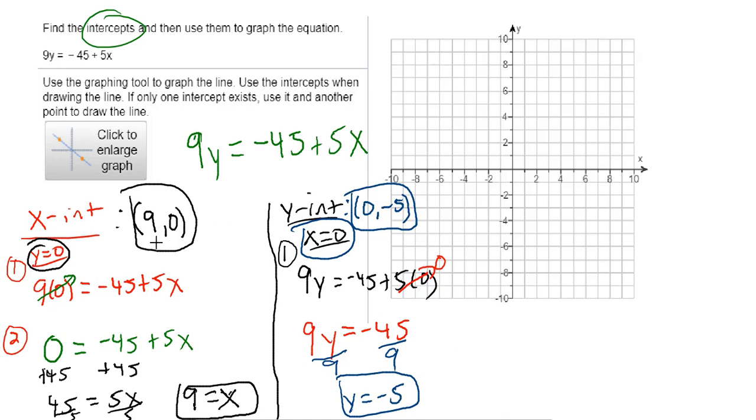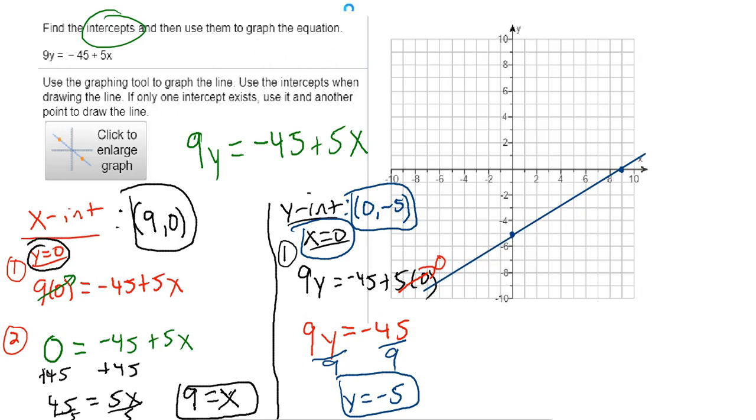So we'll plot these 2 points. We have 9, 0, which will be way over here, right? 9 on the x-axis, 0 on the y-axis. And then 0, negative 5. 0 on the x, negative 5 on the y. So there's my 2 points. And with those 2 points, I can draw the graph. There should be a straight line connecting those 2 points. All right, so that's the graph of that line.